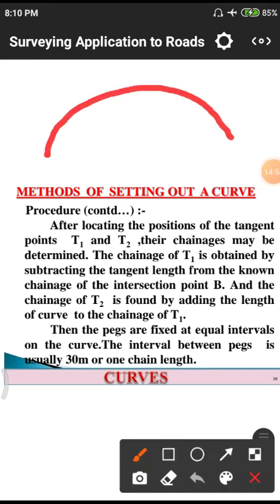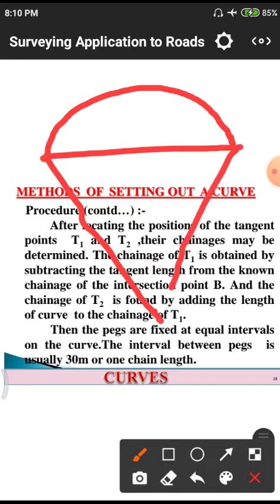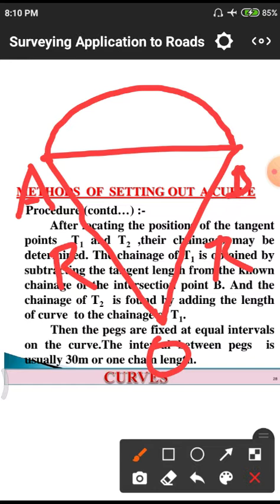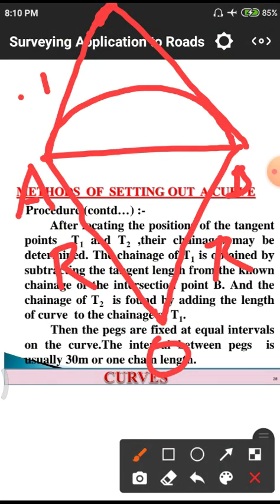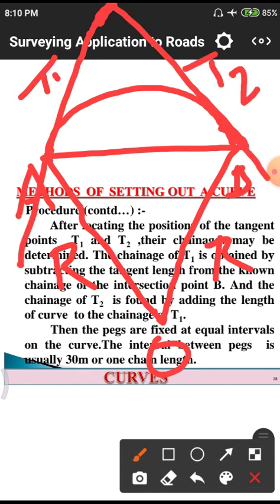This is the total radius of a particular curve, so that these two are R and R. This is the origin point, and A and B. Here we have to get the tangent points. This is T1, this is T2. Both are the tangents. We need to locate those two tangents.